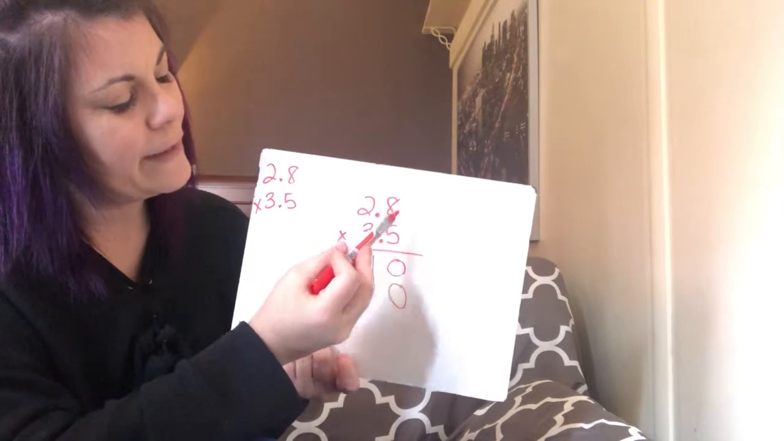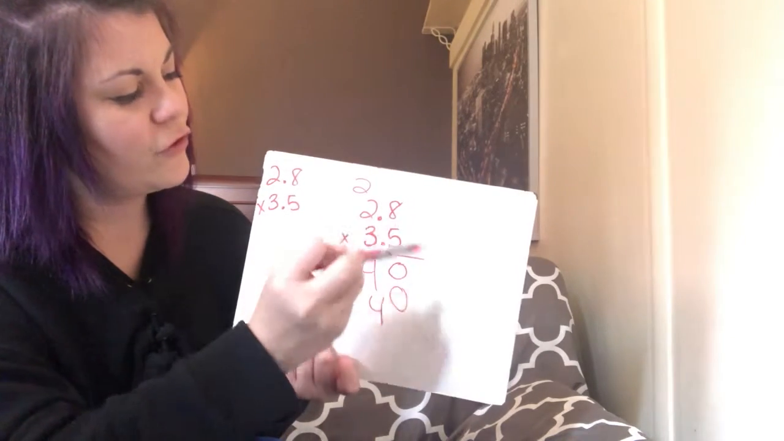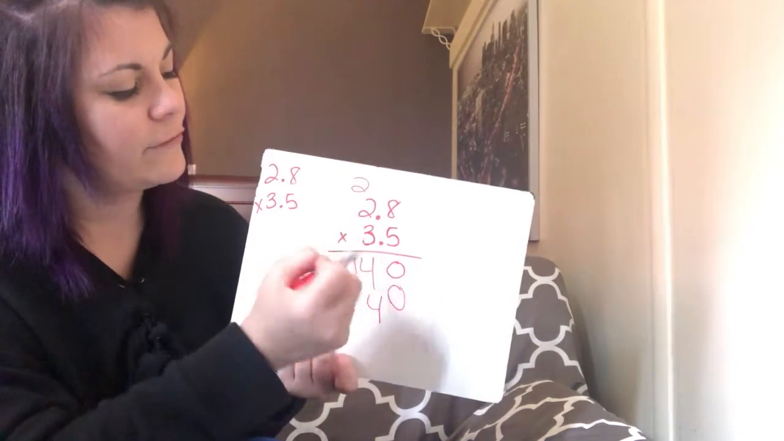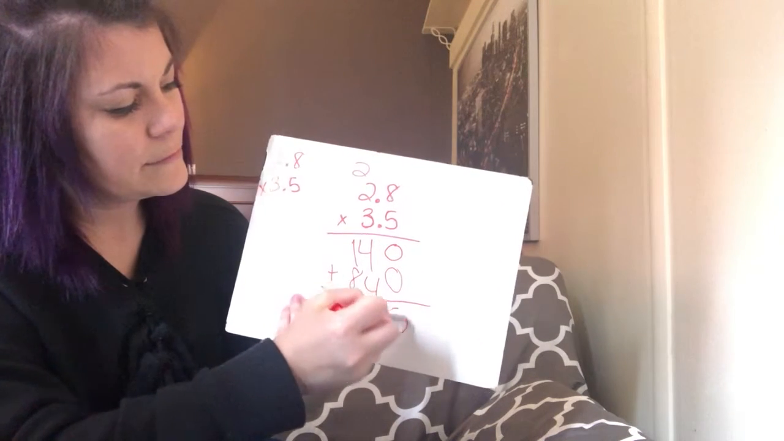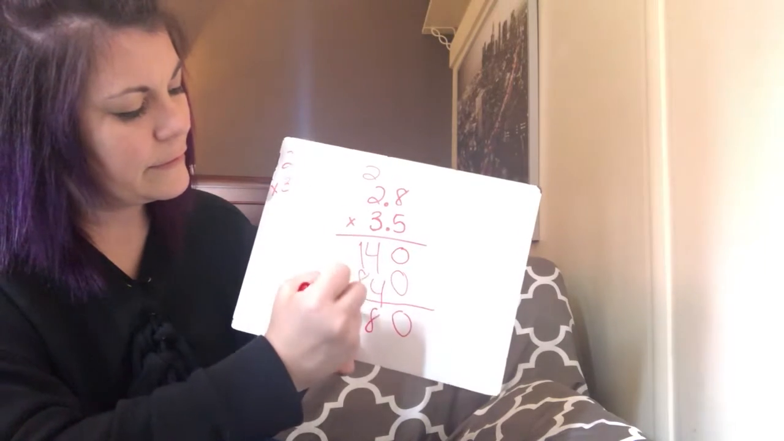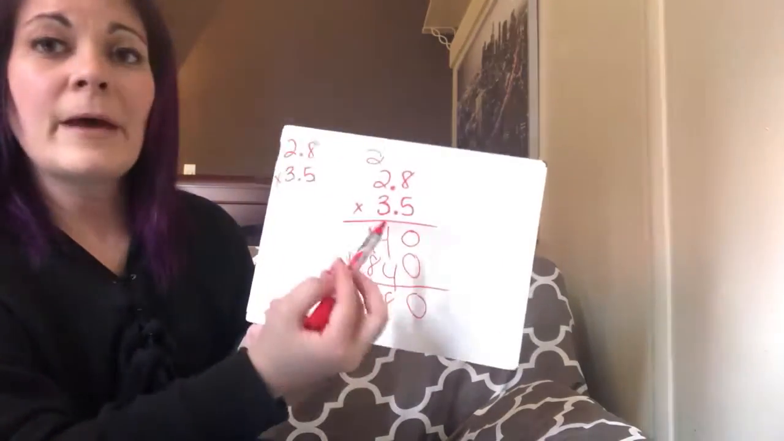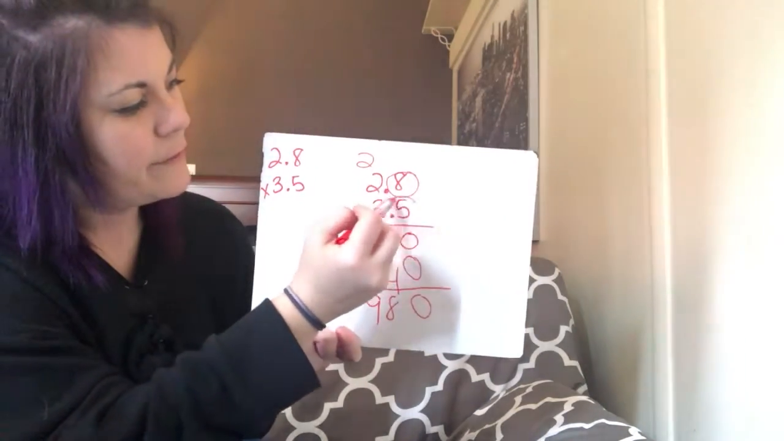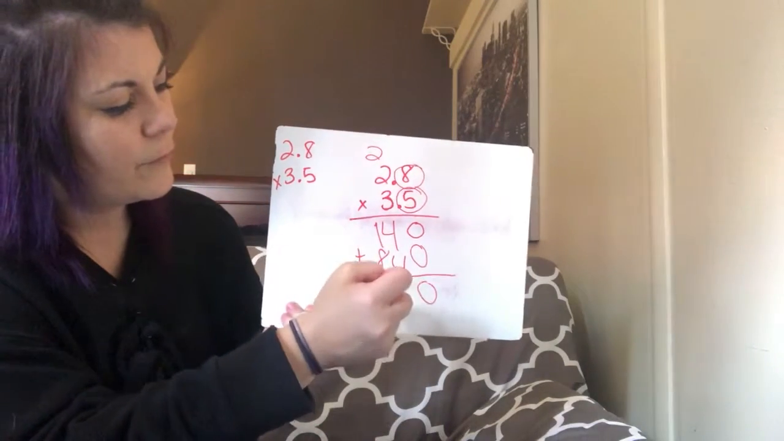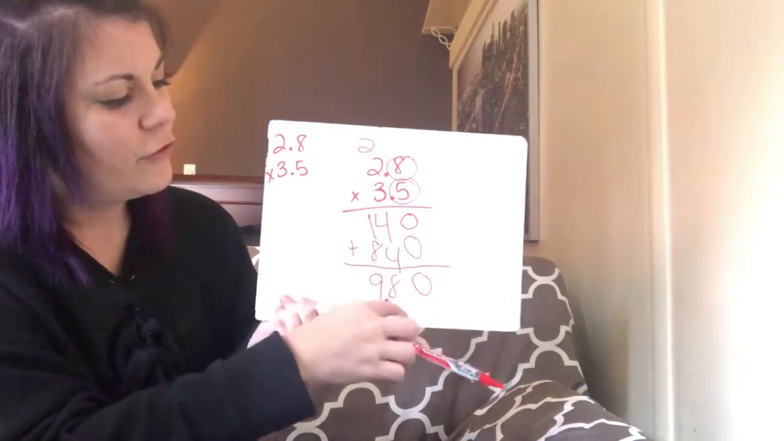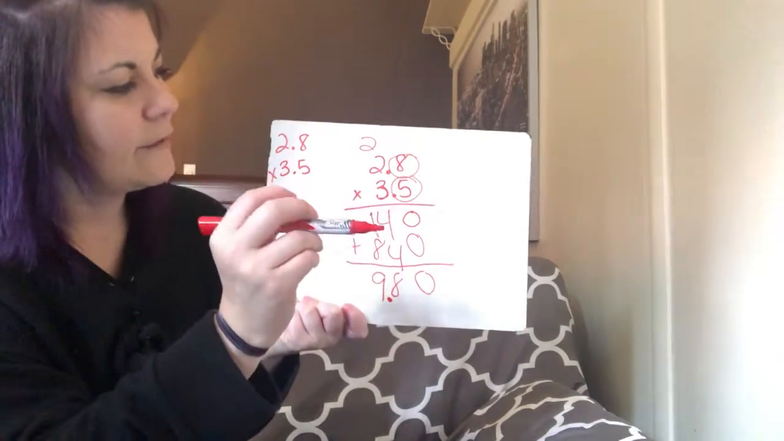So 3 times 8 is 24, so we carry the 2. 3 times 2 is 6, plus 2 is 8. We're going to add those up, and we have 980. But we look at our answer, how many numbers are behind the decimal? Well, we have 8 and 5, so 2 behind the decimal in the answer, so we have 9.8.